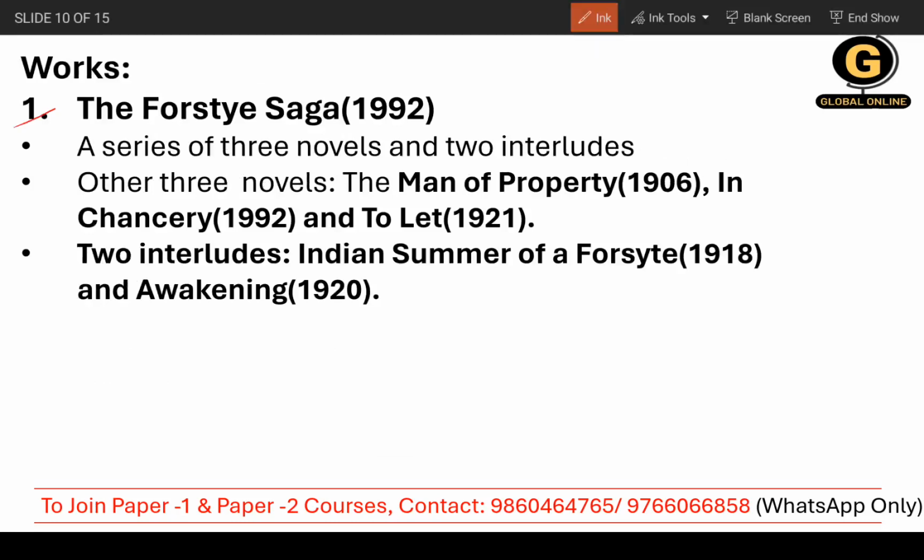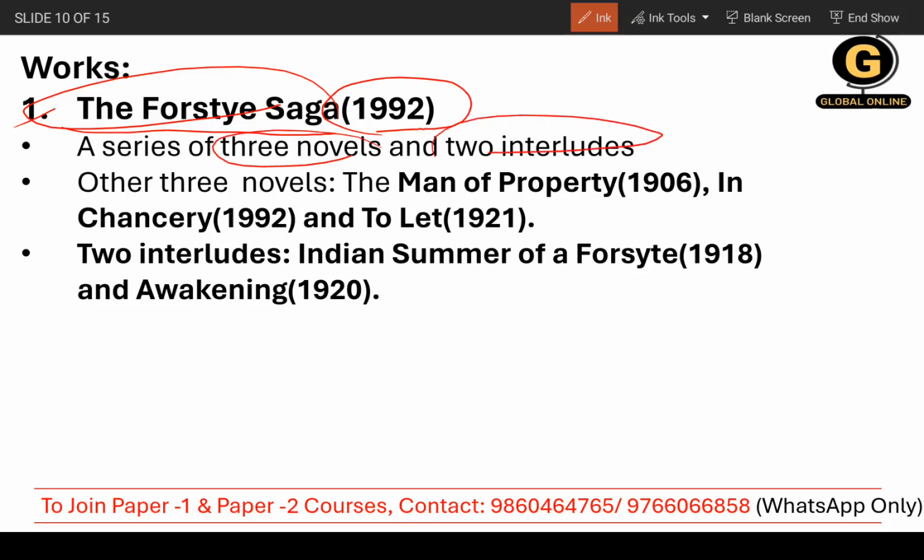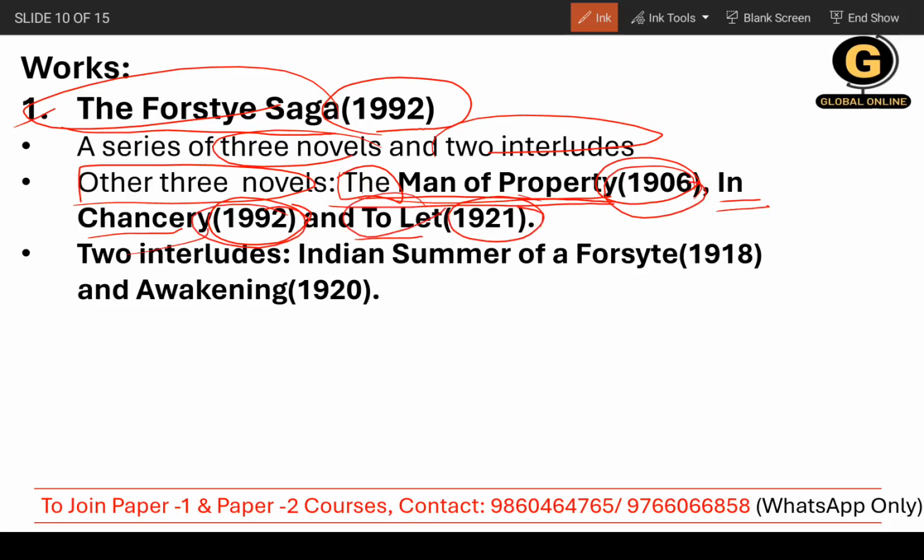The work is The Forsyte Saga, which was published in 1922, and it includes a series of 3 novels and 2 interludes. Do remember the names of the interludes and also the names of the novels. The 3 novels are The Man of Property, 1906, which needs to be in bold, In Chancery, 1920, and To Let, 1921.